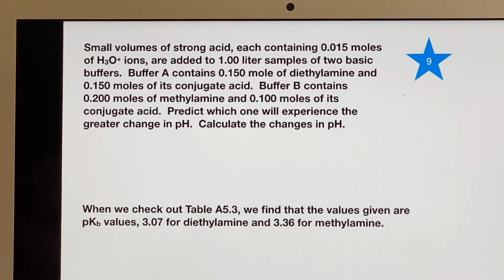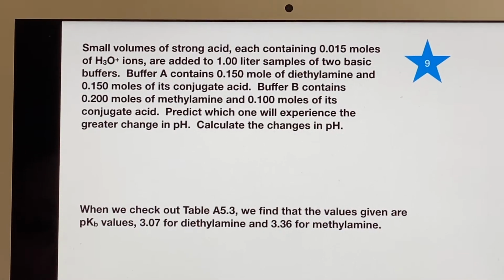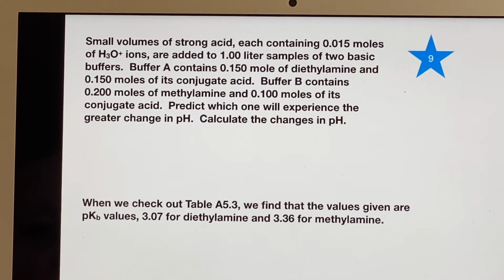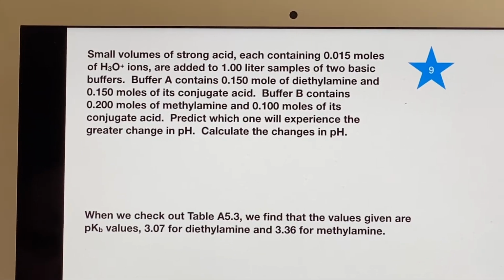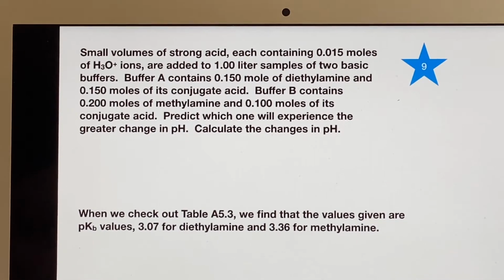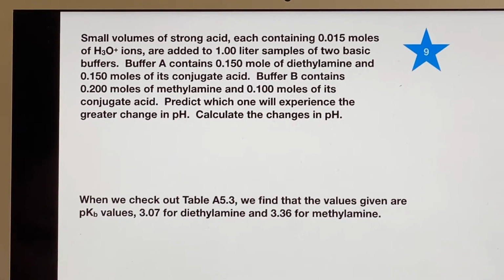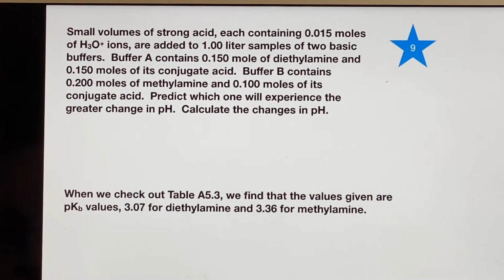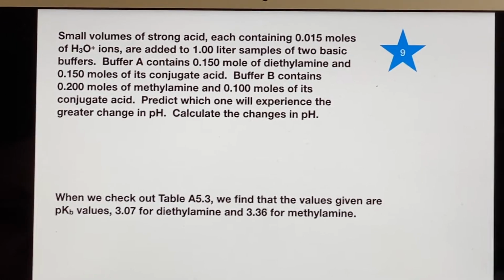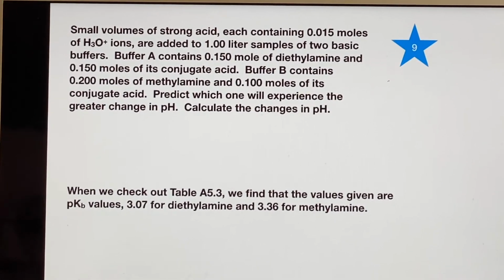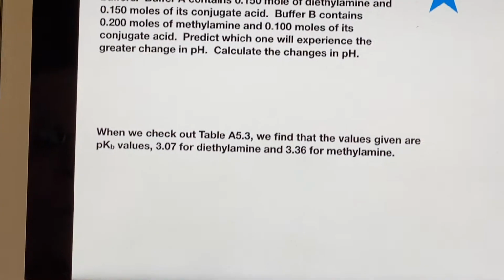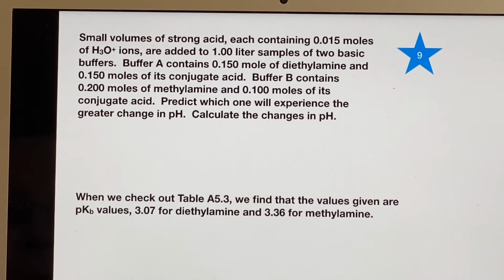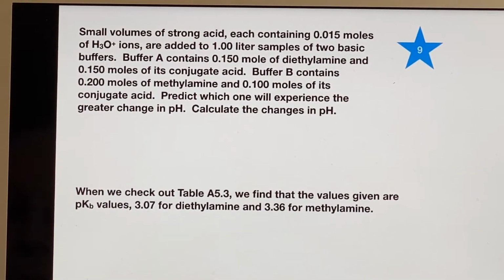Small volumes of strong acid, each containing 0.015 moles of hydronium ions, are added to 1 liter samples of 2 basic buffers. So I have 2 different ones. I should be thinking about this. I've got buffer A, so I'll put an A here. My first buffer has 0.15 mole of diethylamine and 0.15 mole of its conjugate acid.